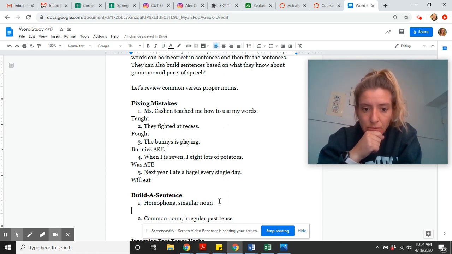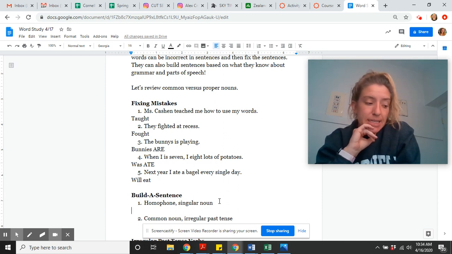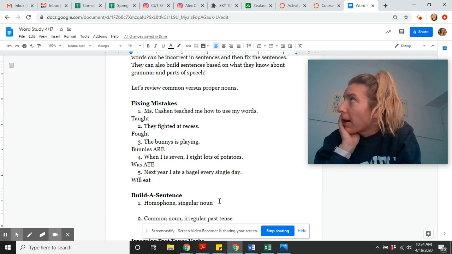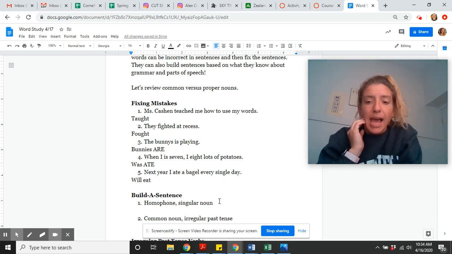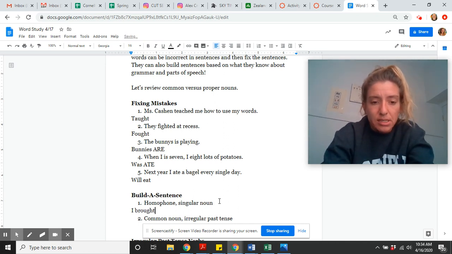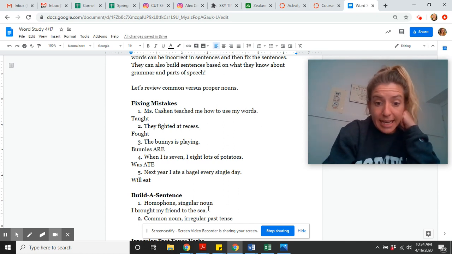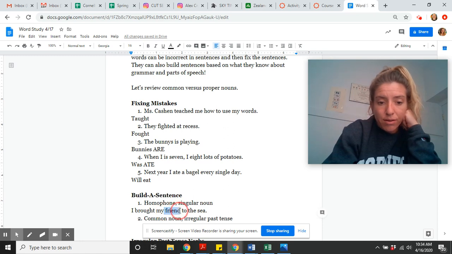Well, I know one of my homophones is see, like to see something, or sea, and I only need to include one. I'm going to talk about the sea. And then I need a singular noun. That means just one thing. So I'll say, I brought my friend to the sea. Sea is my homophone, and the singular noun is friend.